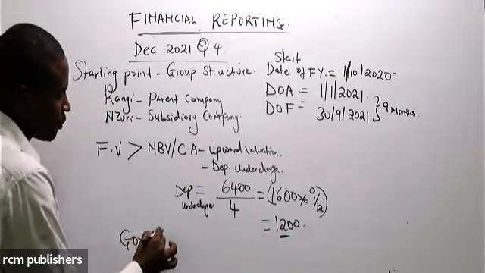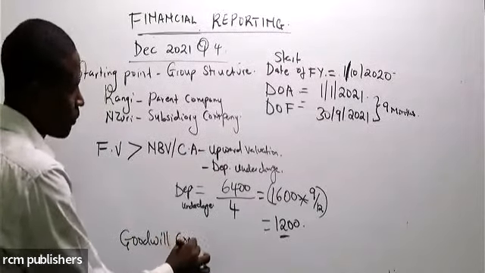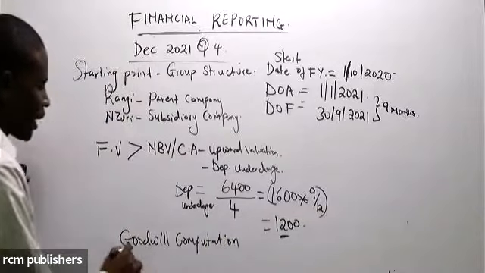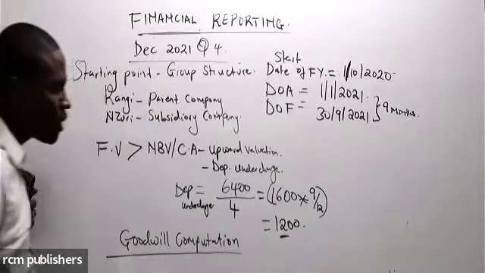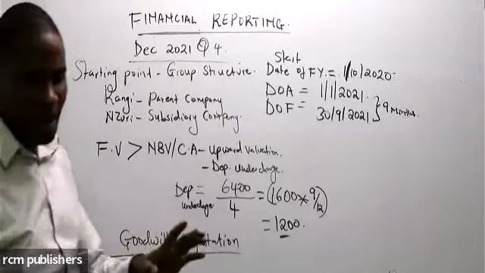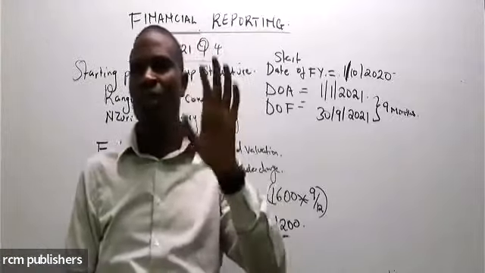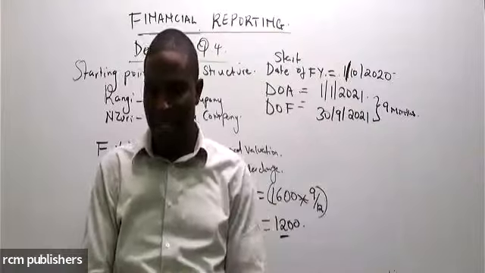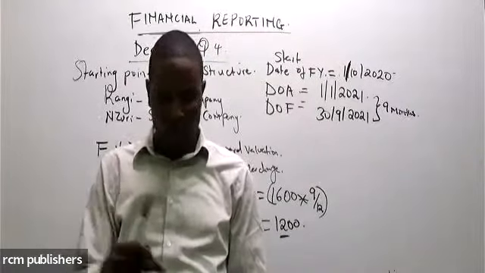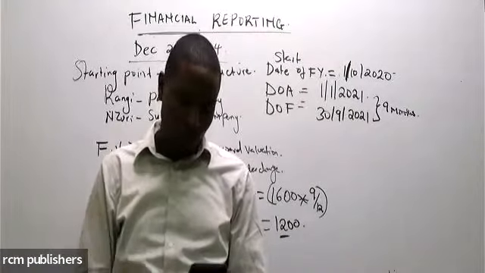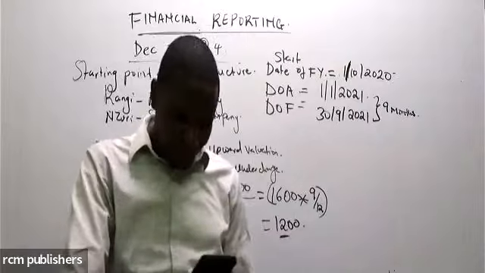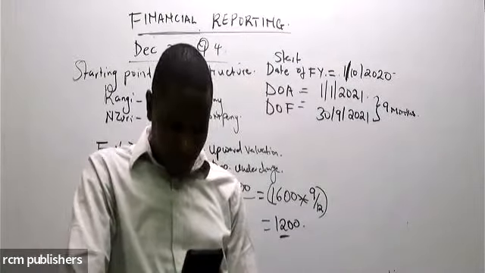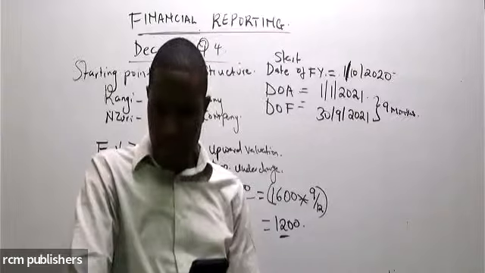Goodwill computation. This is very important. I want everyone to concentrate here. Look at the additional information and tell me whether we have anything to do with NCI, so that we know the method that we shall use. Any NCI? Yes or no?